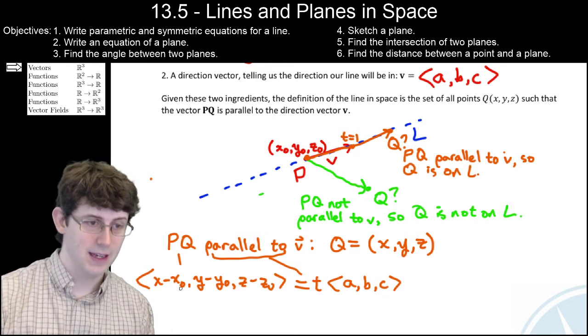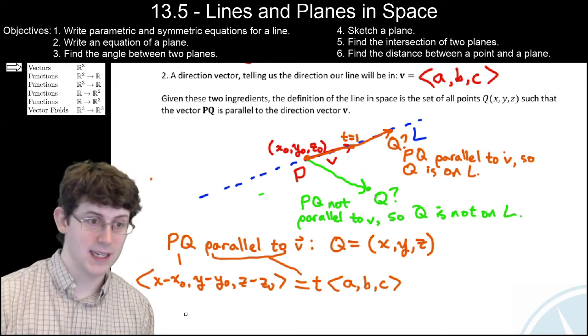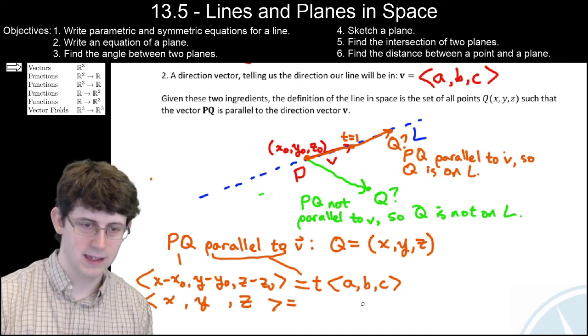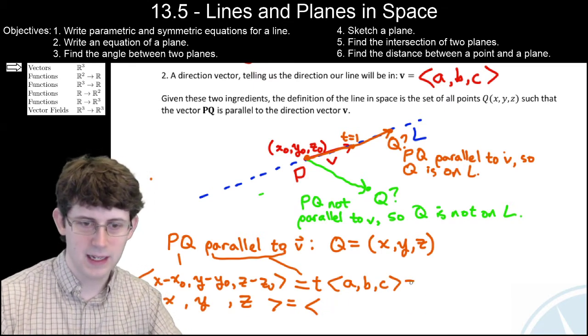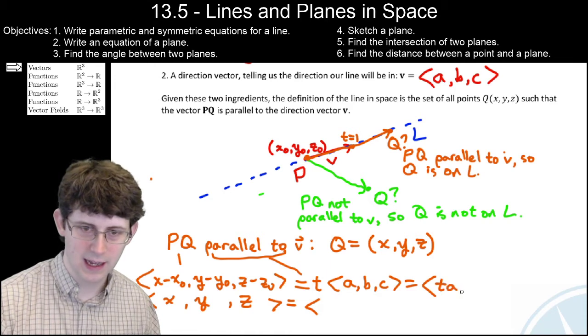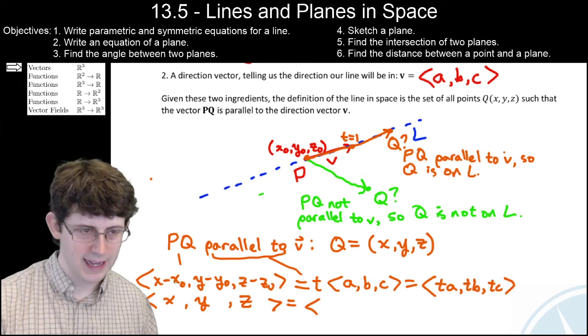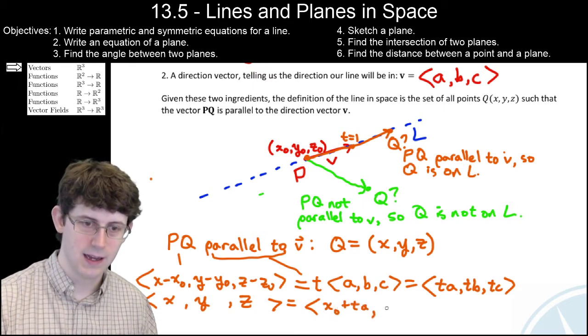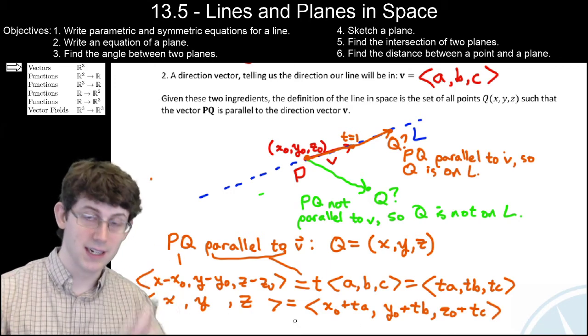If I get the x0, y0, z0 over to the right side, then I'll have x, y, z is, okay, what's this part? Let's simplify this before we go forward. This is TA, TB, TC. So xyz will equal, well, I have to add x0 to the x component, y0 to the y component, and z0 to the z component. So I'll have x0 plus TA, y0 plus tb, and z0 plus tc. This is our equation of a line.